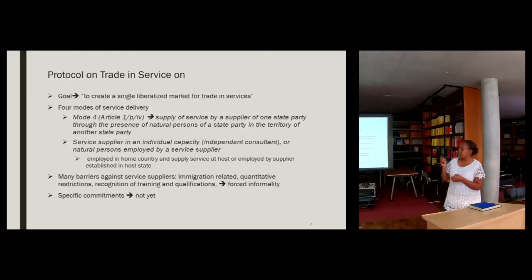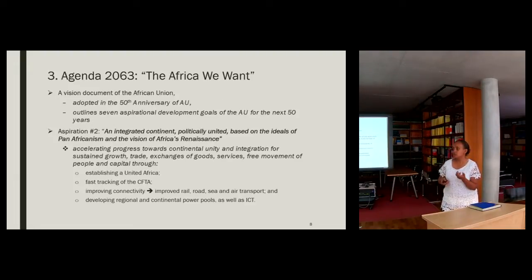So as far as movement of persons is concerned, and my interest is in the protocol on trade in services with regard to the CFTA, we have some things which are provided under the services protocol. Just like in the WTO agreement, there are 4 modes of service delivery. The 4th mode is movement of natural persons. There are many barriers to service providers within the African countries. So what would happen in terms of specific commitments is something that we would see when the schedule is finalized.